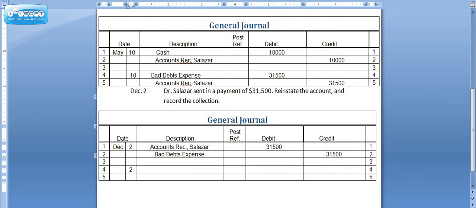So now what we do is we could just go ahead and record receiving the $31,500 from Dr. Salazar on account. So that's just a regular collection from a customer at this point. Debit cash, $31,500, credit accounts receivable, $31,500. So now you should be able to use these examples and go ahead and do your assignment.